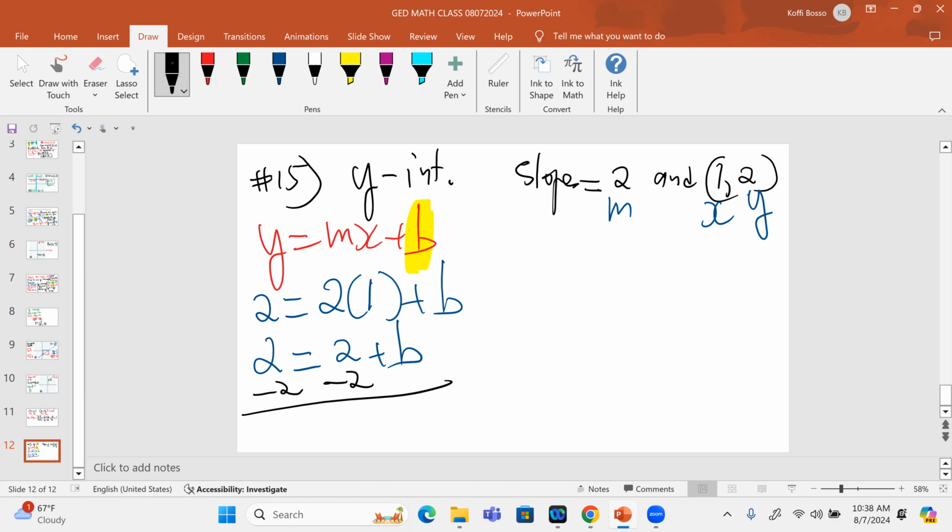And what do we get? 0. So the b is 0. Wow. So when the b is 0, how do we write the equation now? Y is equal to what?